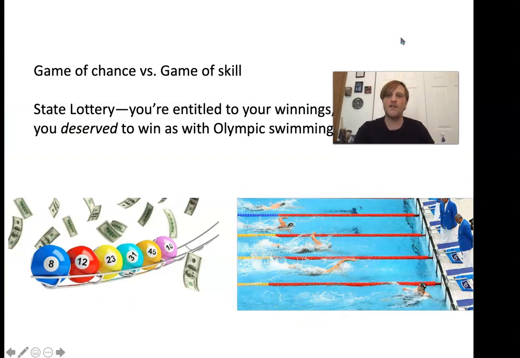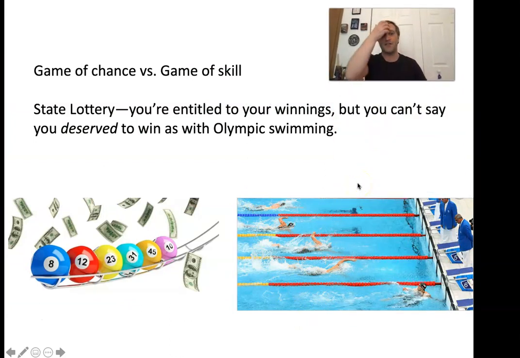So he wants us to think in terms of a game of chance versus a game of skill. If you win the state lottery, and this is Michael Sandel again, that Harvard philosopher, who uses Rawls to make this point, you're entitled to all that money, that 500 million or whatever it is. But no one says you really deserve to win in the same way that Michael Phelps deserves his gold medals, or Michael Jordan deserves all the awards he's won over his career.